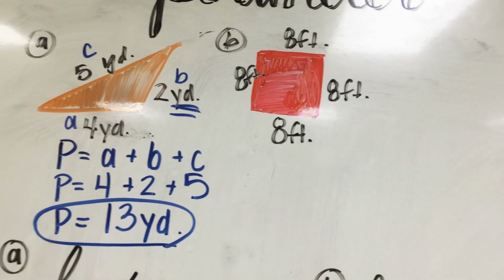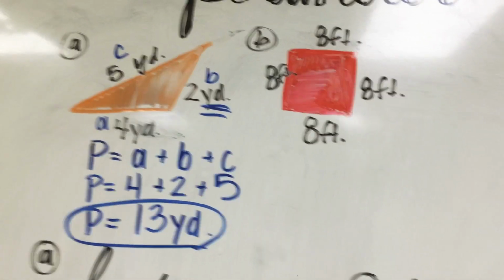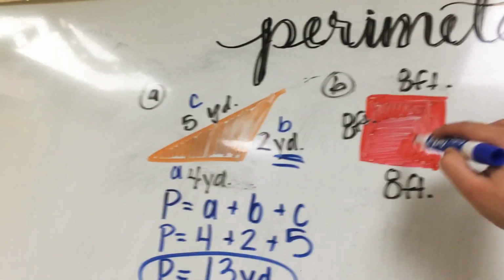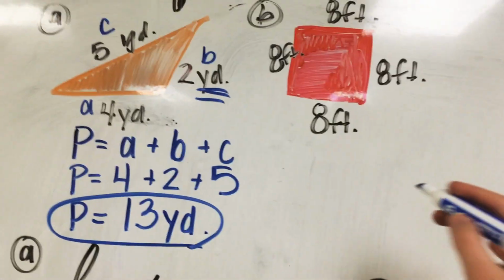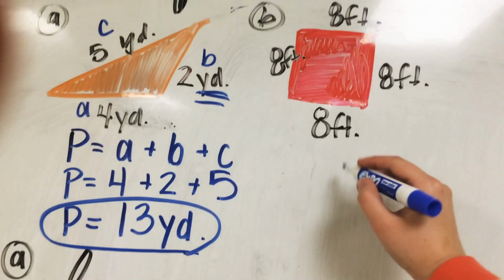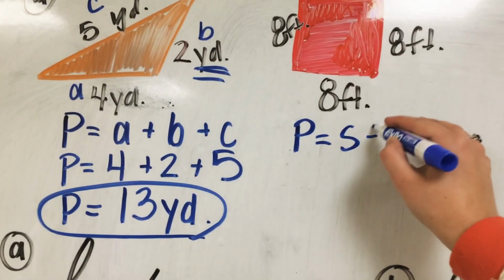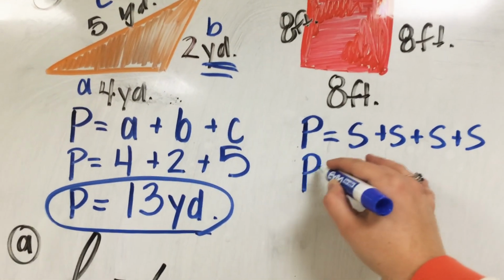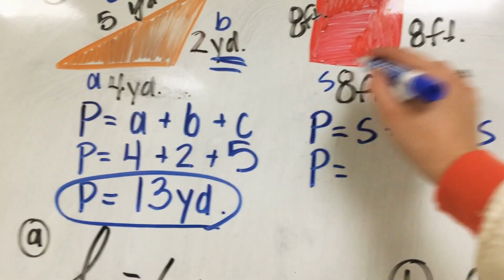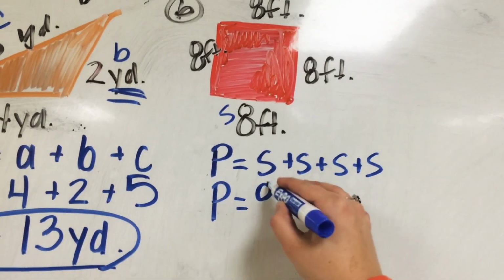All right, let's look at letter B. And you have a square, and remember, we know it's a square because all 4 sides are 8 feet. They're all the same length. So we're using all addition. Okay, remember, addition. So our perimeter equals side plus side plus side plus side, or in this case, one side is 8 feet, so all sides are 8 feet. So we have our perimeter equals 8.